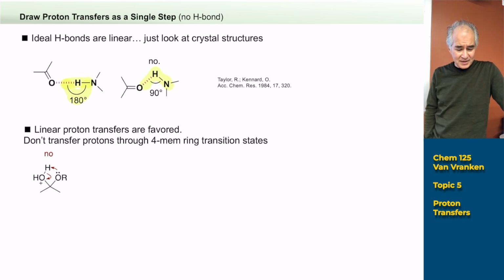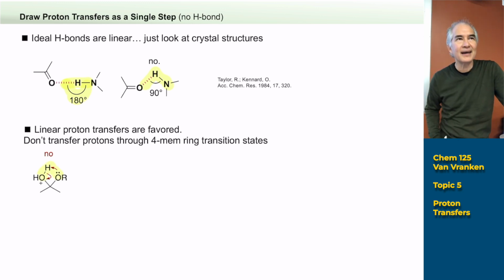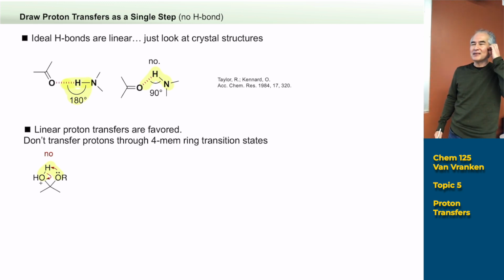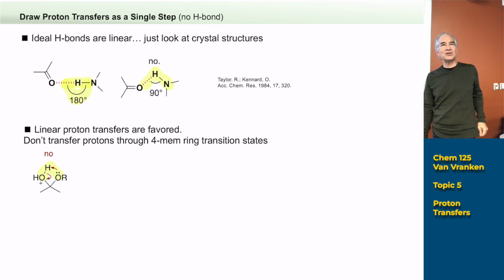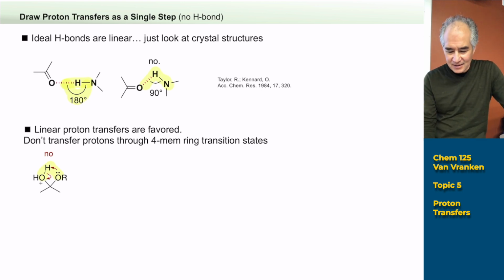So what does that mean? It means if you try to do a proton transfer through a 90-degree angle, that's insane. You're not going to make a good hydrogen bond. You can make a lame hydrogen bond, but you couldn't make a good one through a 90-degree angle. When we transfer protons in this class, we're not going to transfer them through four-membered ring transition states. That just is not consistent with anything we know.